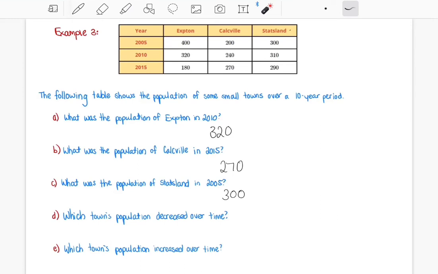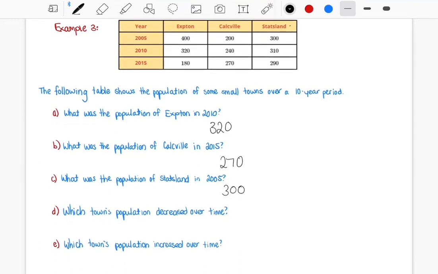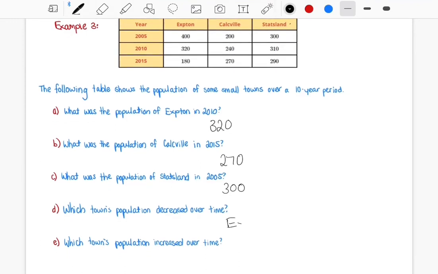Then we've got Kelkville, that's 200, then 240, then 270. That one's actually gone up every time. So it's not really doing what it's asking. And the last one, Exton, is 400, then 320, then 180. So that one has decreased every time. So who has decreased? Exton.